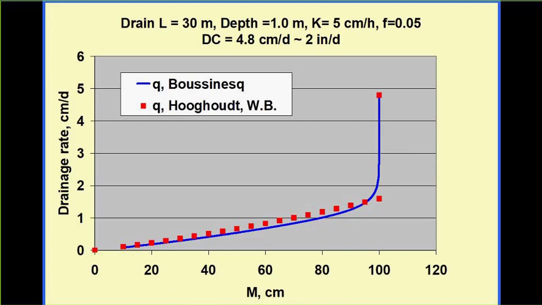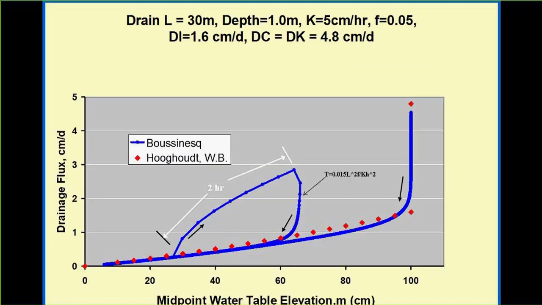Now, that's a case where you start out with a saturated profile and the water table falls for a long period of time, with no rainfall. Here's the case when it falls down for 110 hours and it gets down to this location here and it rains. And it rains a centimeter an hour for 2 hours. And when that happens, this is what happens. As the water table goes up, that's that direction, and the drainage rate goes up. And it goes up like this. And then it quits raining. And it comes back down like this and joins this curve.